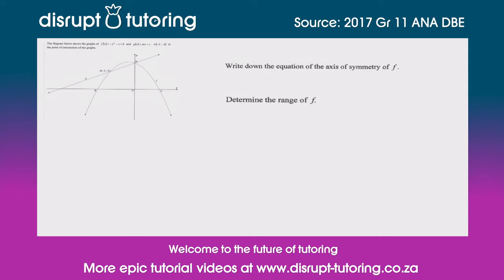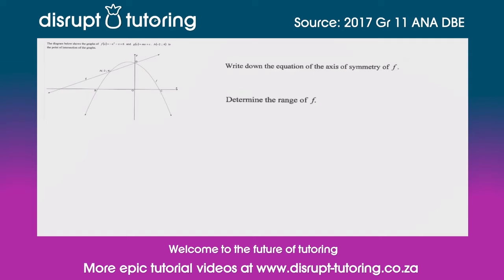Today we're going to deal with a function question, and with that in mind, let's dive straight in. So they've given us this diagram, and they've said to us it has two graphs. They've given us f of x equals minus x squared minus x plus 6, and g of x equals mx plus c. They've also said to us that the point A is minus 2, 4, and that is the point of intersection between the two graphs. So it's the point where the two graphs cut each other.